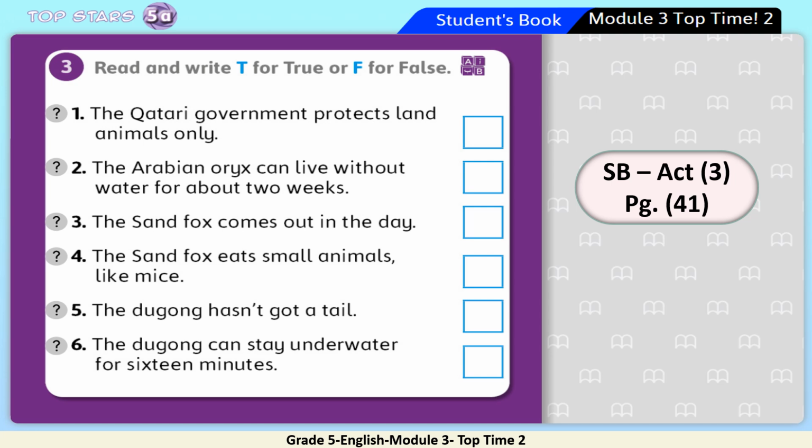5. The dugong hasn't got a tail. 6. The dugong can stay underwater for 60 minutes. So let's read the text again.